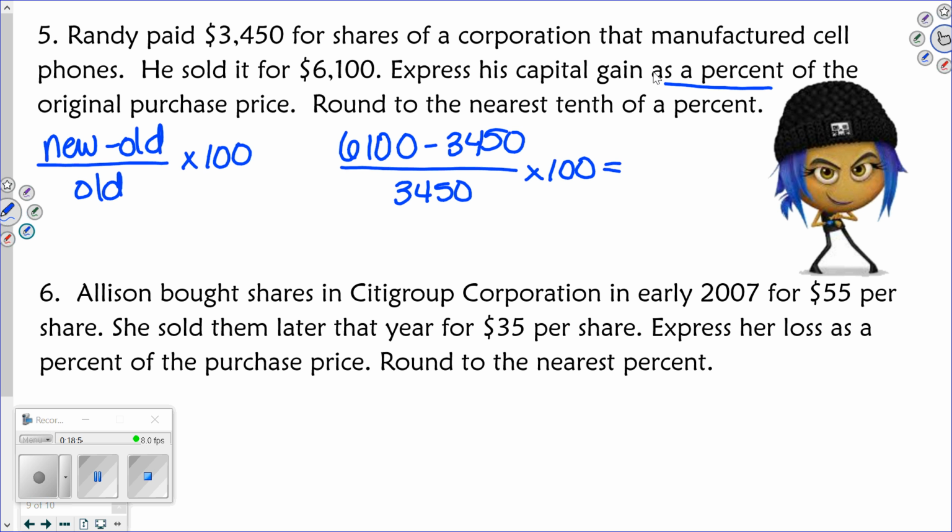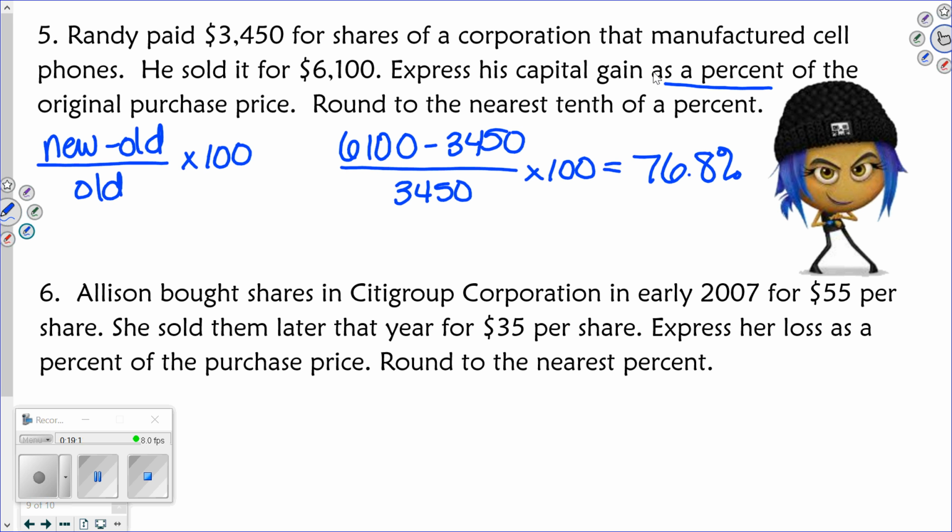And nearest tenth, what was his increase? Whew, 76.8% increase from his investment. That's pretty good. It's a good turnaround. It's better than making like $4, right?